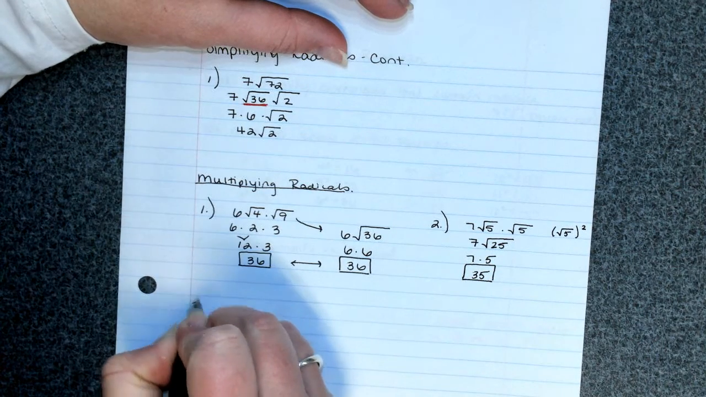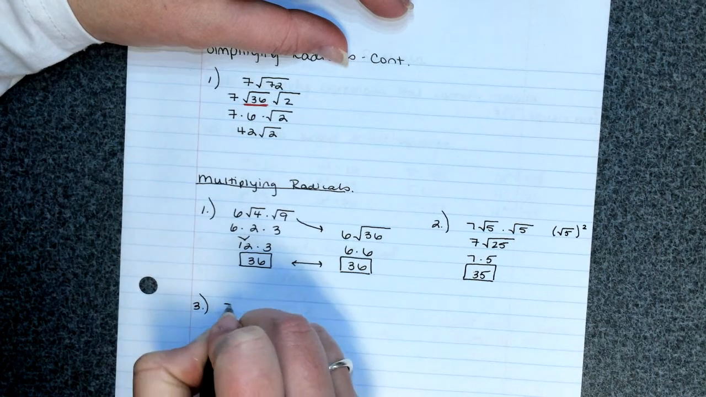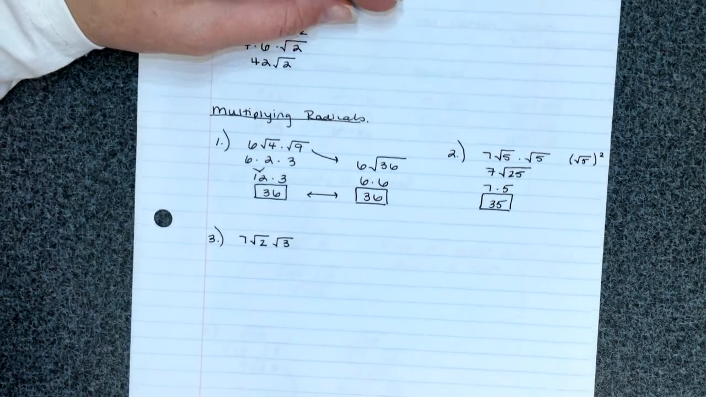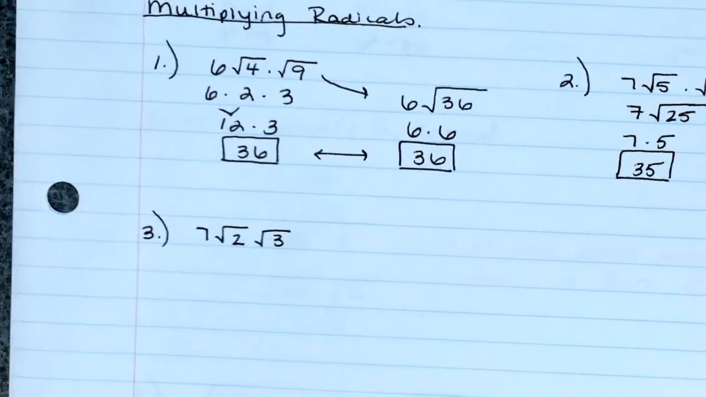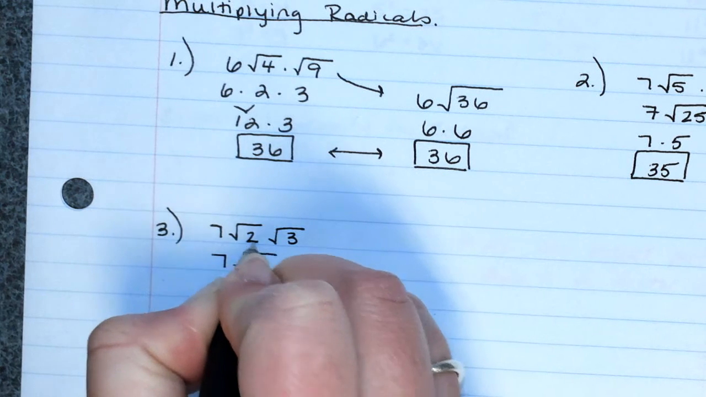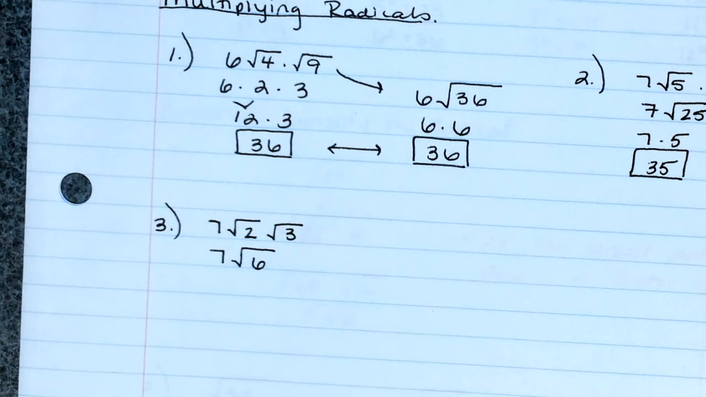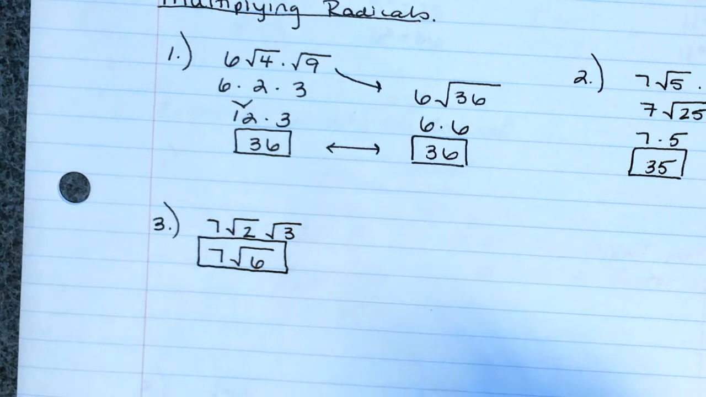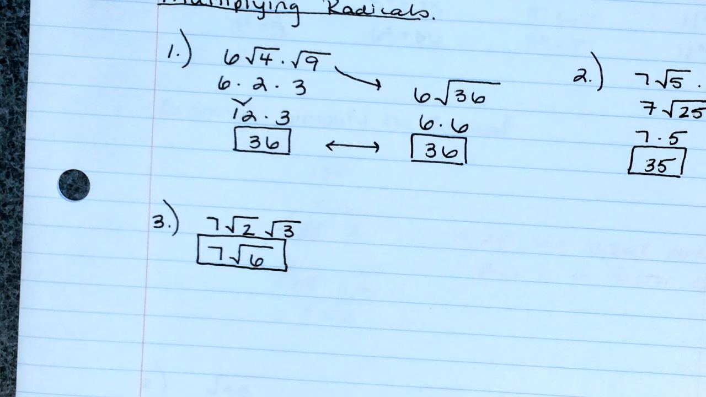Alright, number 3, we have 7 square roots of 2 times the square root of 3. What do you get this time? 7 square roots of 6. Yes. 7 square roots of 2 times 3 is 6 underneath the radical. Is there a perfect square that goes into 6? No. So that's our final answer. We have to leave it. Is that okay?